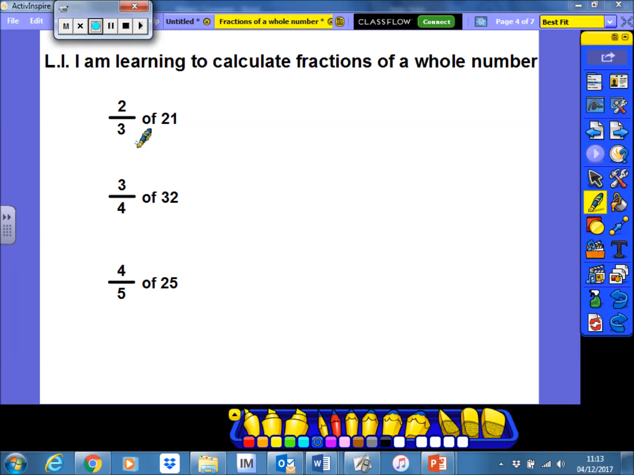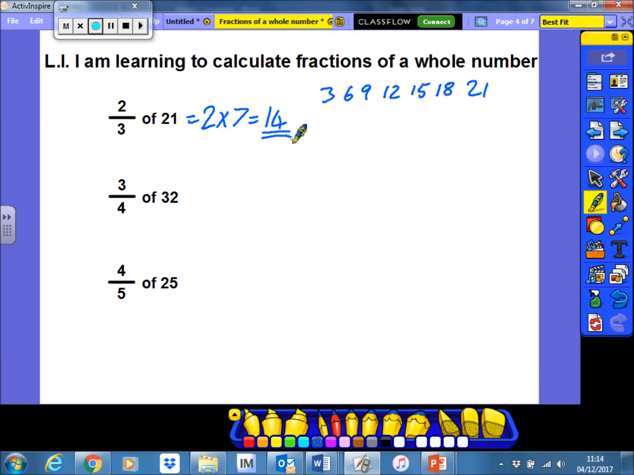So let's run through 1 or 2 quick examples using only the times tables method, just to show that we can do that quite quickly. We're being asked 2/3 of 21. So I'm going to start off with my 3 times table: 3, 6, 9, 12, 15, 18, 21. So 1/3 of 21 is 7. So 2/3 has to be 2 times 7. So the answer to this one here will be 14.